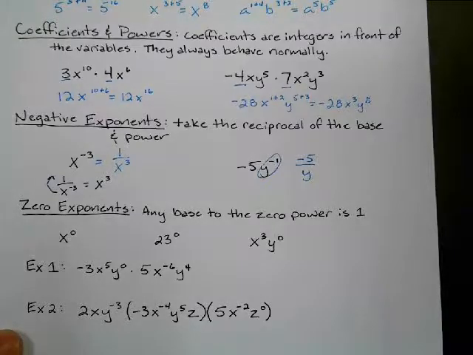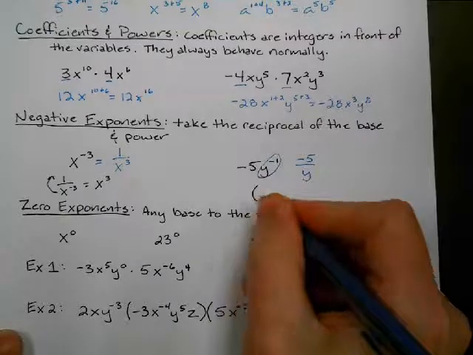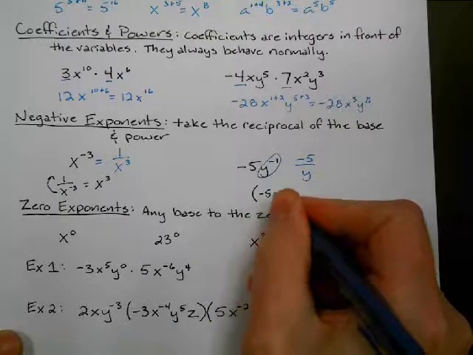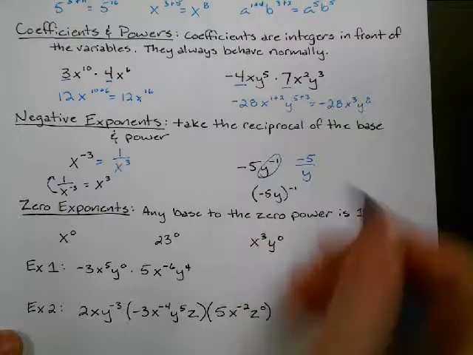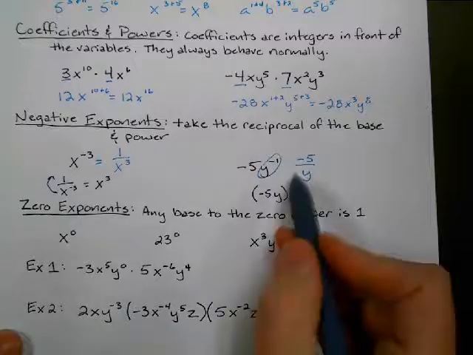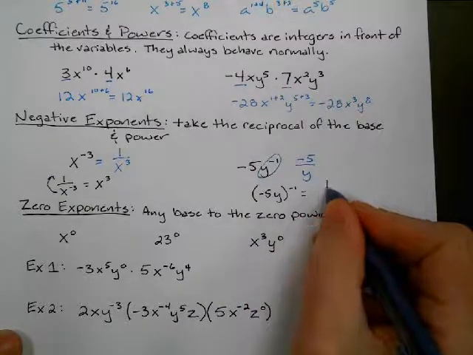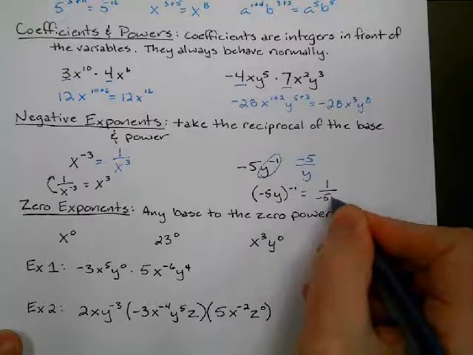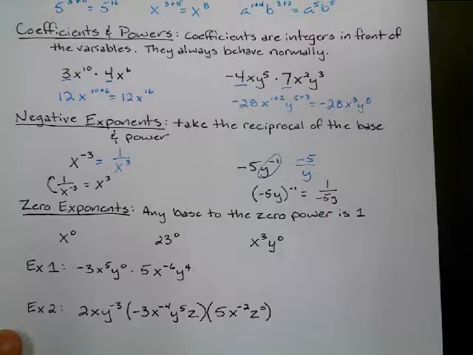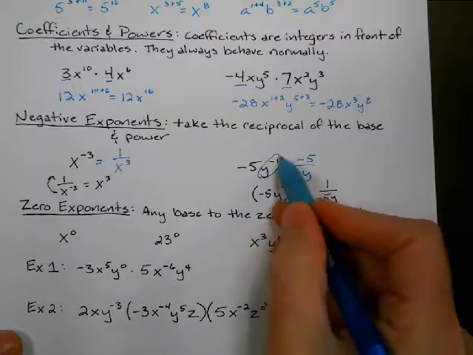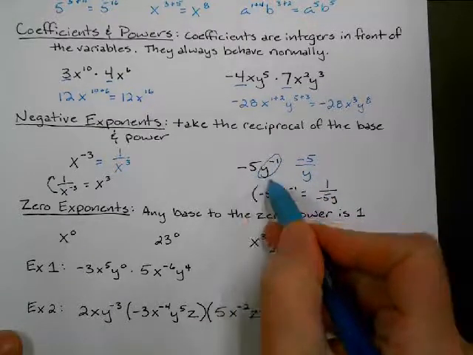However, if on this problem there were parentheses and the negative 1 were out here, that would mean all of this goes to the denominator. And we get 1 over negative 5y in the denominator. So if there's no parentheses, it's only the base, not the coefficient, that goes to the denominator.